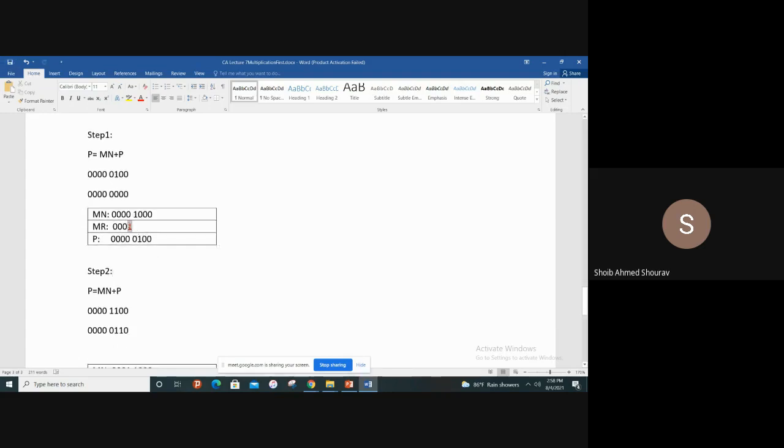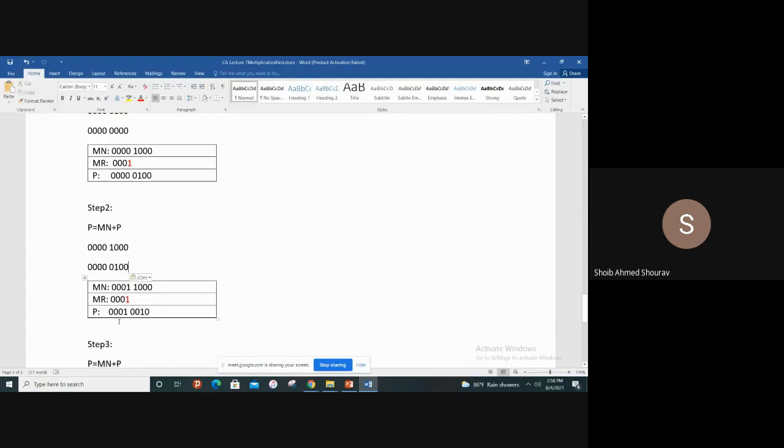Now this bit is 1 again. Please respond. Yes, sir. This bit is 1 again. So what do we have to do? We have to add Mn with product P. Now if we add this, we are going to get this value in here. Let me show you. 0, 0, 1, 1, 0, 0, 0, 0, 0, 0, 0. So this is the new product. Is it clear to all of you?